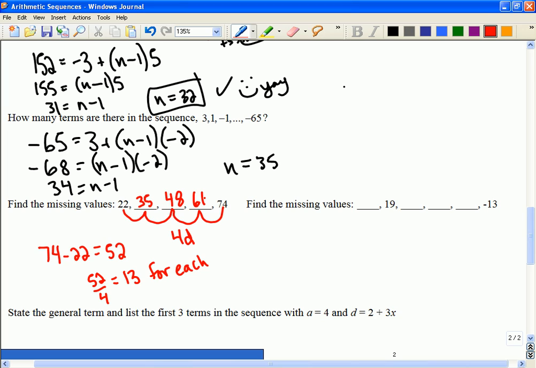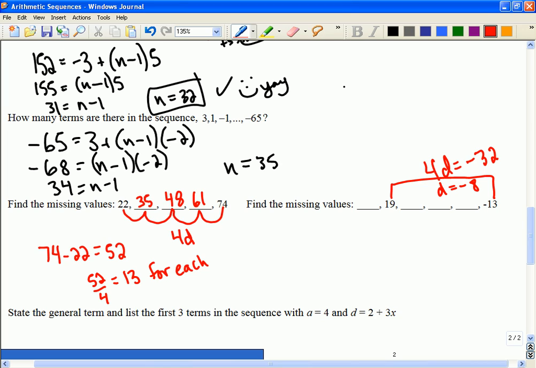All right, here's where we're going to start. How did I get from 19 to -13? How many steps did I take to get there? 4 steps, right? So 4 common differences. All right. How far is that? From 19 to -13, what happened? Negative 32. So that means the common difference is equal to negative 8.